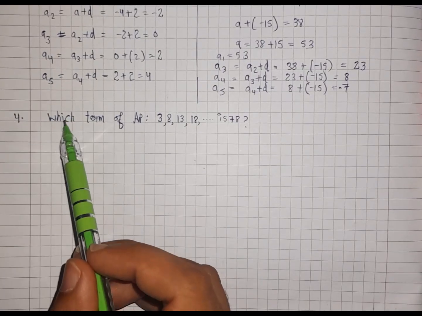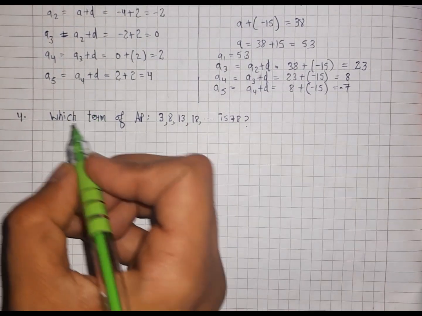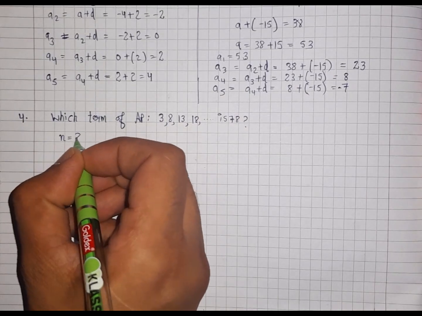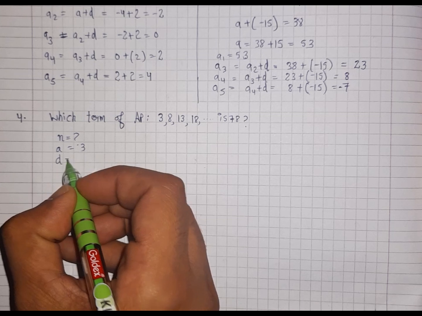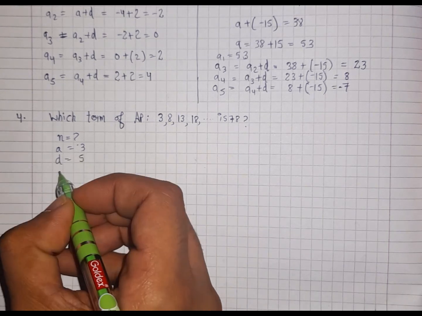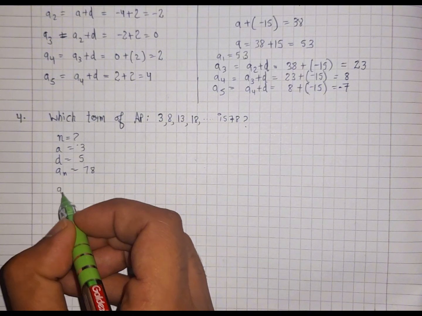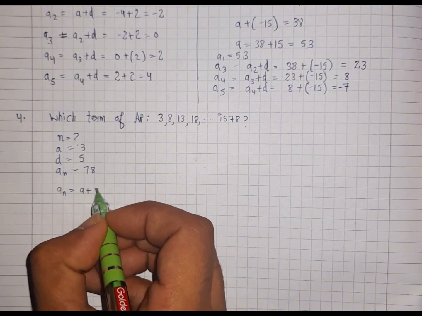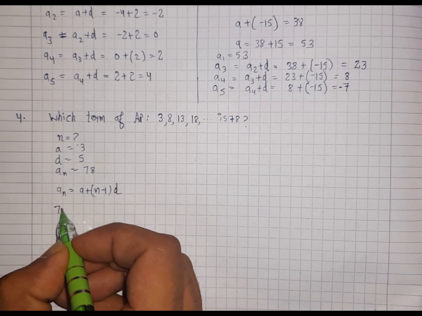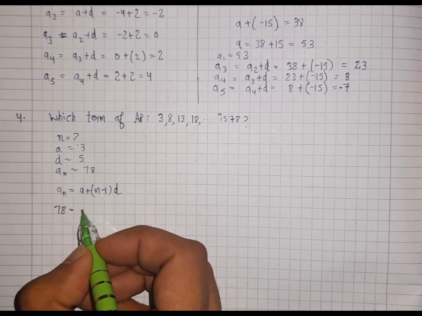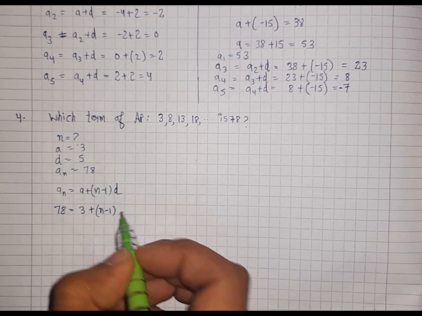Fourth question, which term of the AP is 78? So here we need to find n, for which a equals 3, d equals 8 minus 3, that is 5, and an is 78. So first of all, write the formula: an equals a plus n minus 1 into d. Here an is 78, a equals 3, d equals 5, and we need to find n.